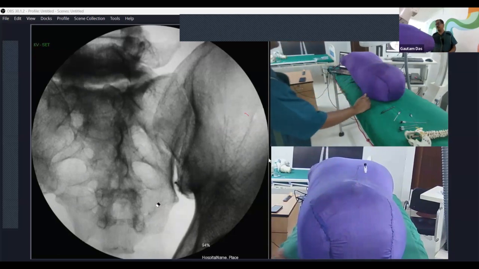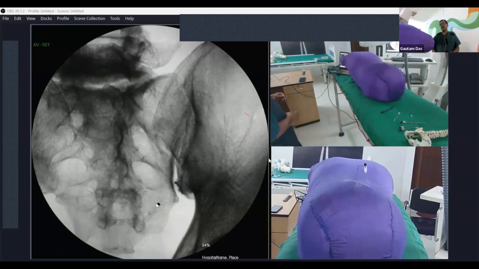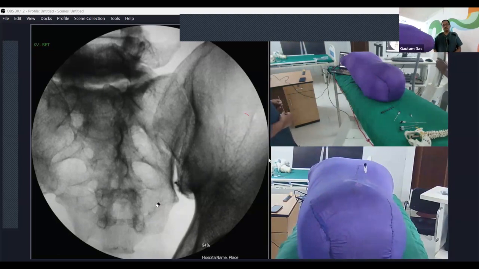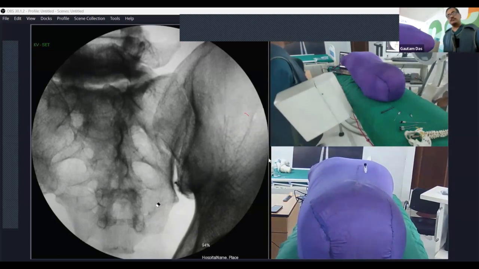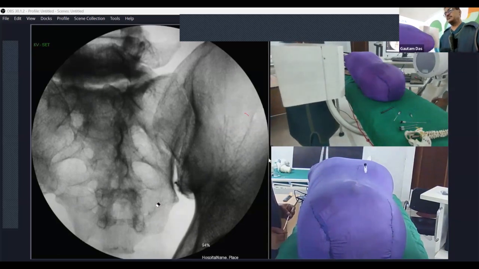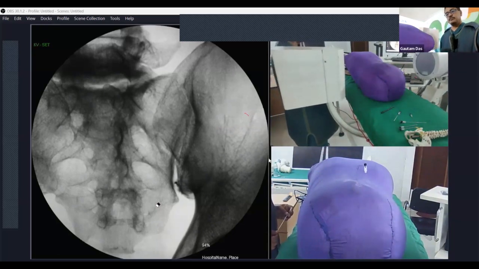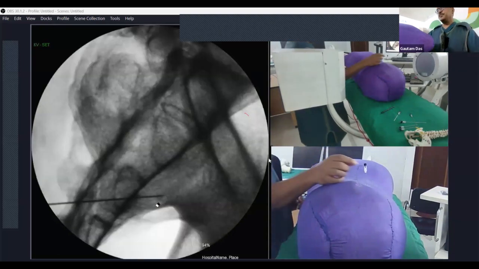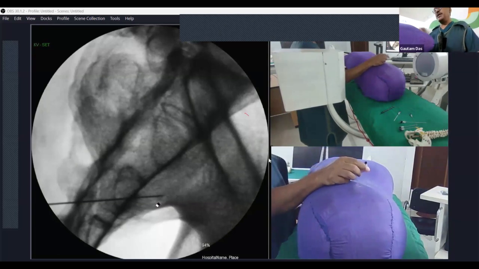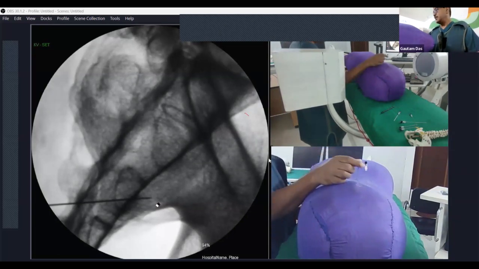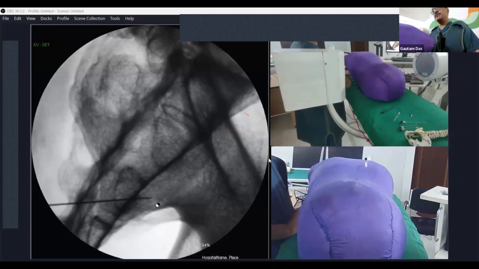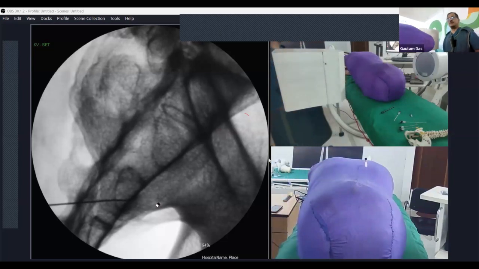Okay, now I'll be going by the lateral view. I'm into the joint now. Okay, so I will be withdrawing a little bit. I have gone a little more. Picture. Okay, so this is the final position for this joint. So this is your sacroiliac joint injection. Clear?